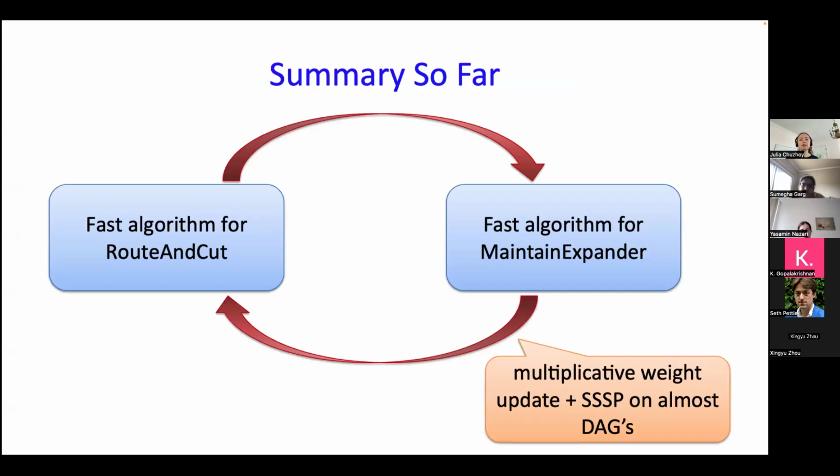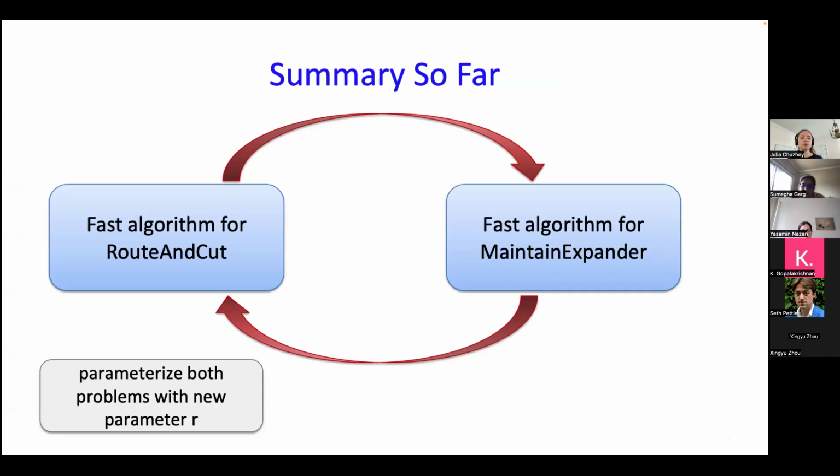So this looks completely useless because here are two problems that we want to solve. And we just say, if we have a fast algorithm for one of them, we can solve the other. But we don't have a fast algorithm for any one of them. So what do we do? To get around this issue, we parameterize both problems with the new parameter r.